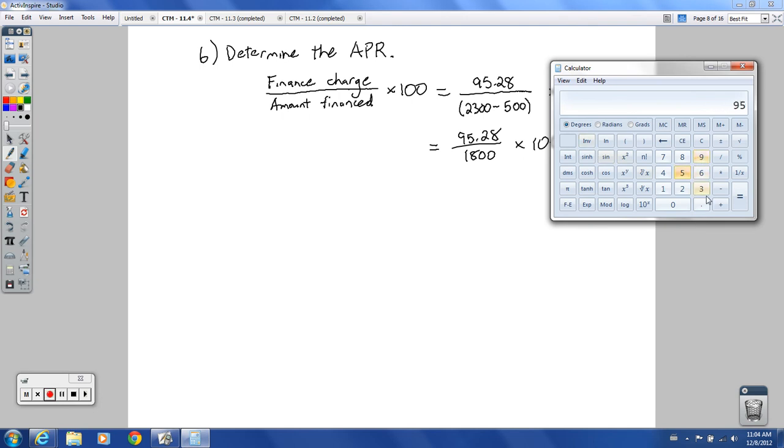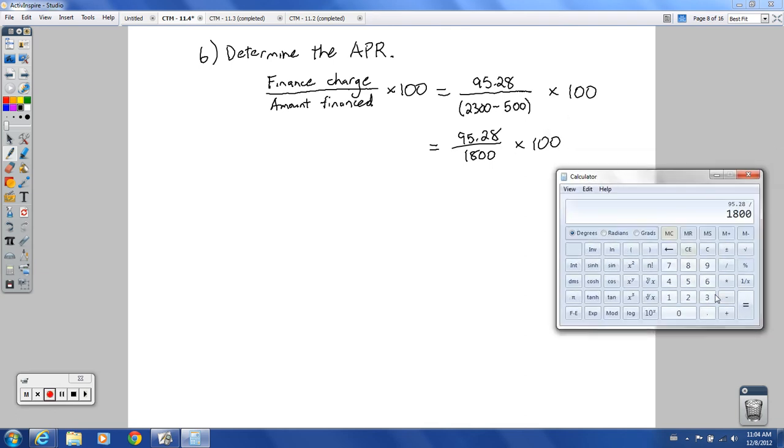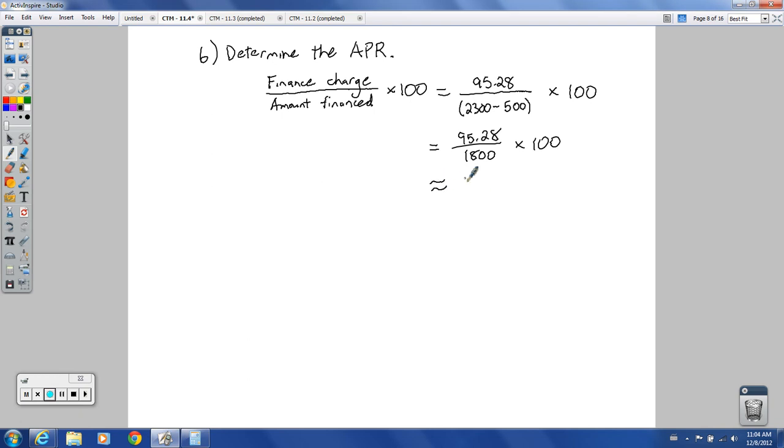So 95.28 divided by 1,800. I'm so thankful for calculators. They make these otherwise tedious calculations so much easier. So this is going to be approximately 5.29. And what this number represents is the amount per $100 that we borrowed. So 5.29 per $100 borrowed. That's the value that we're looking for in the table.